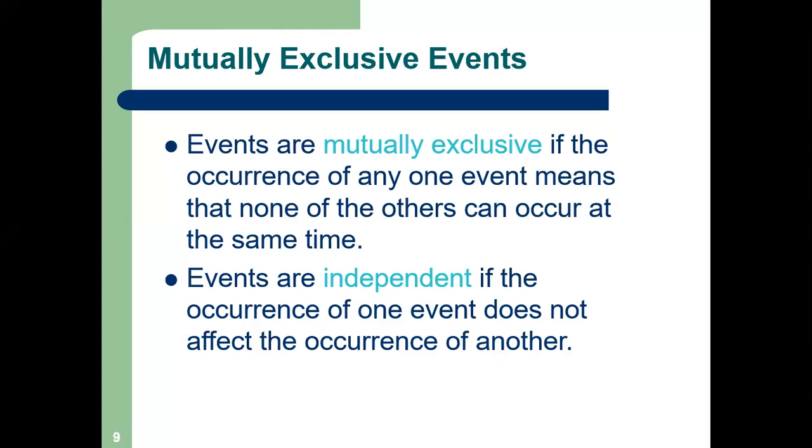If events are not mutually exclusive, then the case would change. And events are independent if the occurrence of one event does not affect the occurrence of another event. These are two different things. Mutually exclusive is another thing. In mutually exclusive, when one event is happening, the other cannot. And in independent, the happening of one event will not affect the occurrence of another event.